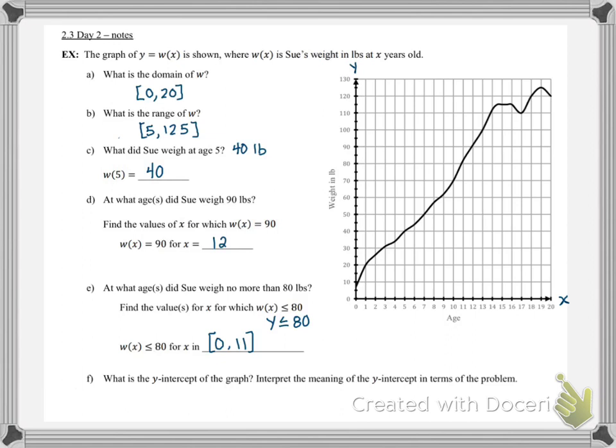Can't weigh anything if you don't exist. That's true, you can't weigh anything if you don't exist. But if you do exist, you have to weigh something, right? So the weight can never be 0, which is what it would mean if we were on the x-axis, right? Our y value would be 0. And so that's impossible. What about the y-intercept? What's the y-intercept?